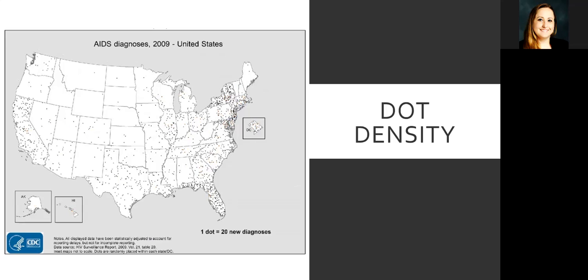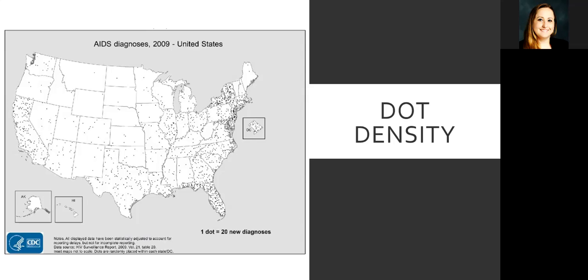Dot density maps are maps that have a certain number of points, usually per polygon, that indicate the number of events or occurrences. So here, the dots are randomly distributed in each state, and they represent the number of cases. So the more dots in the area, the more cases. But please do be careful if you create one of these maps to not overlap any of your dots because it makes it harder to analyze.